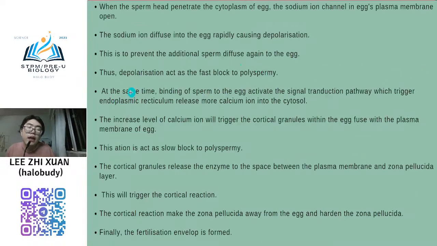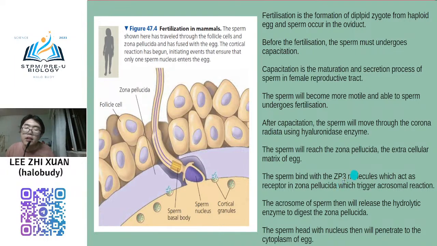Okay, so at the same time, the binding of the sperm activates the signal transduction pathway, which triggers the endoplasmic reticulum to release more calcium ion into the cytosol. If you still remember, in Chapter 9 I already explained the meaning of signal transduction pathway. When the sperm binds, I already mentioned it binds to the ZP3 molecule.